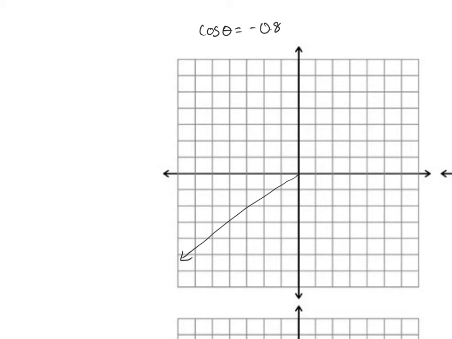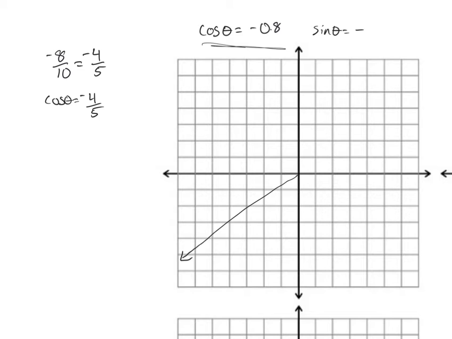So I know 100% sure my x value has to be negative. Well, that makes sense. My cosine's negative. My x value is negative. But I also know that my y value has to be negative. So my sine of theta also has to be negative. Let me rewrite this 0.8 in terms of a fraction, because that's easier to manage. So 8/10, simplify that to be 4/5. So cosine of theta is actually negative 4/5.